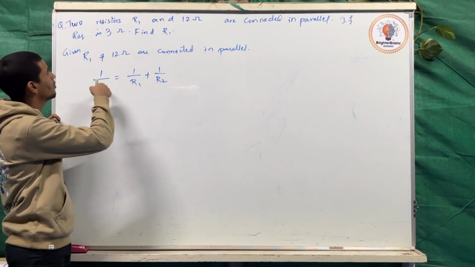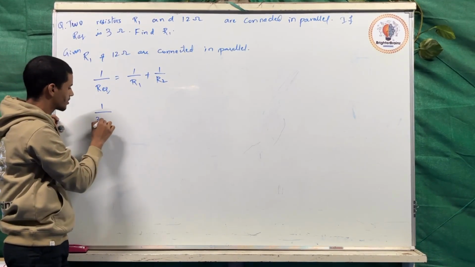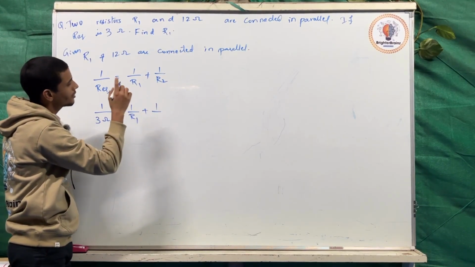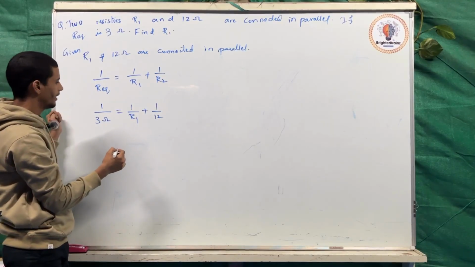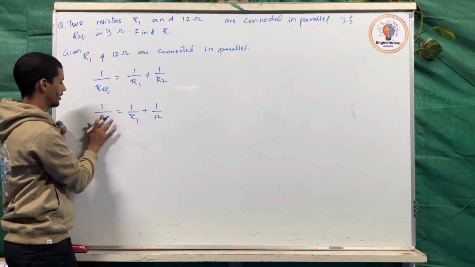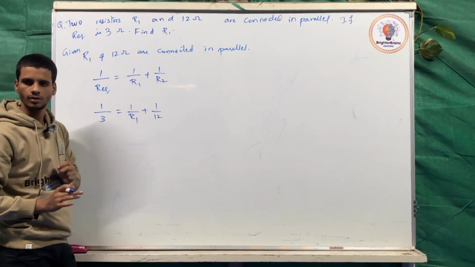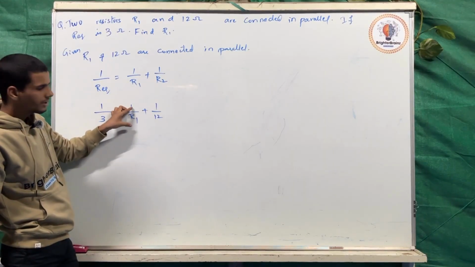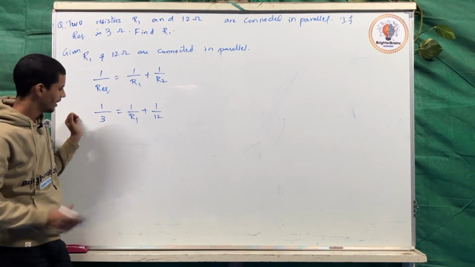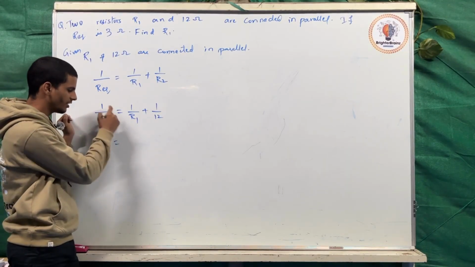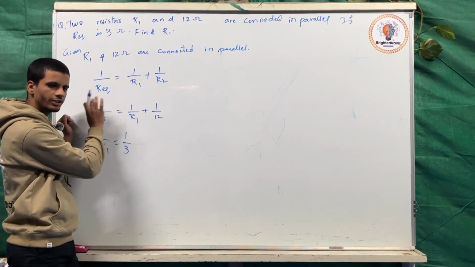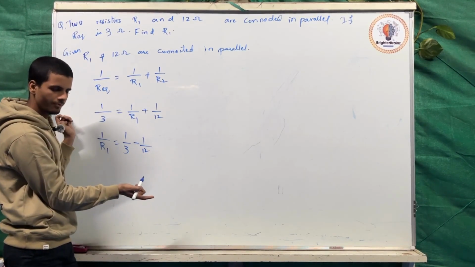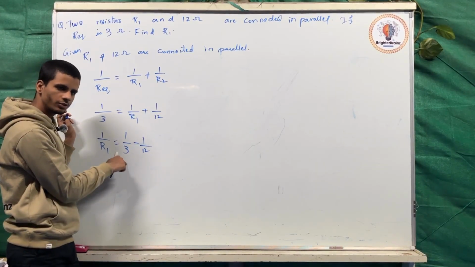So 1 by R equivalent, where the value is already given as 3 ohms, is equal to 1 by R1, which is unknown, plus 1 by R2, which is 12. Now here we don't need the ohms, just write down the number. What we need is 1 by R1, but there is one more term along with it, so bring it to the other side. Then 1 by R1 is equal to 1 by 3, which is already on that side, minus 1 by 12. What is the LCM among these? 12 will be the LCM, because both appear in the same table. 3 has 12 in its table, and 12 has 12 in its table.